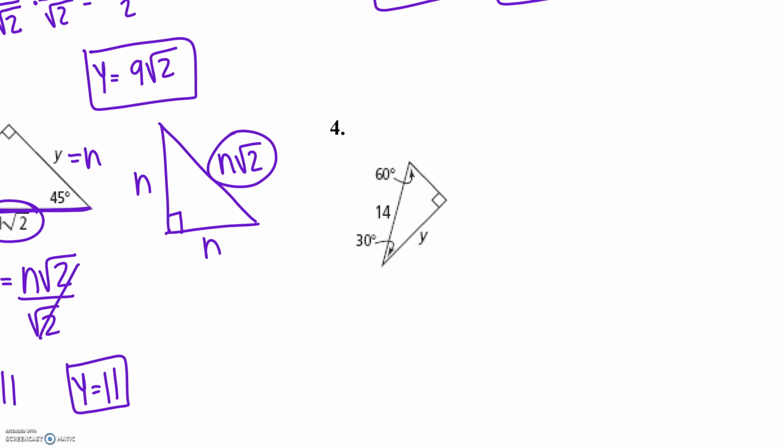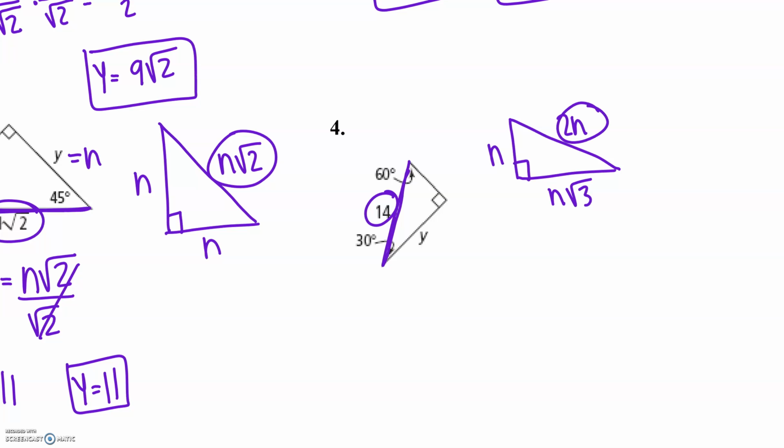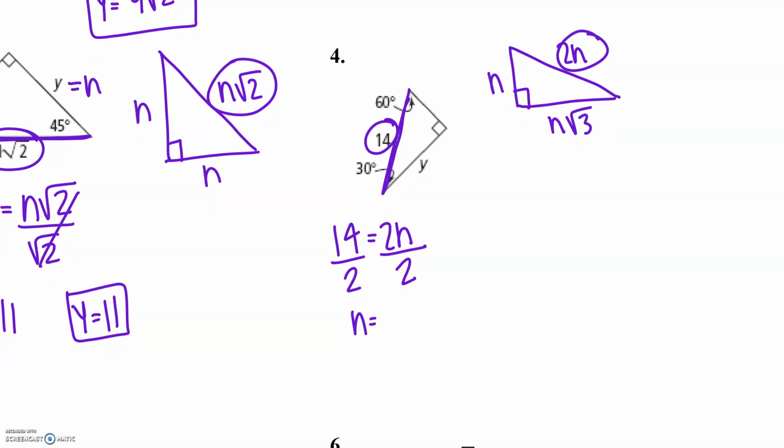And this one down here, we've got our 30, 60, 90 again. We've got n as our small side, n square roots of 3 as our longer side, and 2n as our hypotenuse. So it gives us our hypotenuse. So we're going to set this 14 equal to this 2n again. If we have 14 equals 2n, we're going to divide both sides by 2, which leaves us with n equals 7. Okay, and from here, we're going to set this y equal to n square root of 3. So if we have y equals n square roots of 3, we're going to plug in what we know about n, which is that n is 7, which leaves us with y equals 7 square roots of 3.